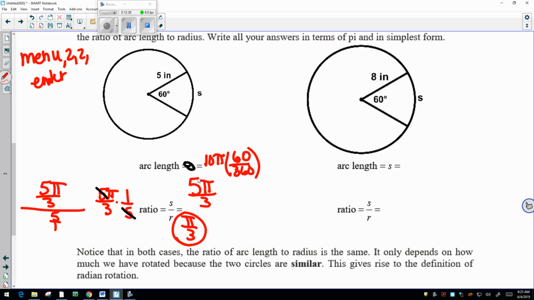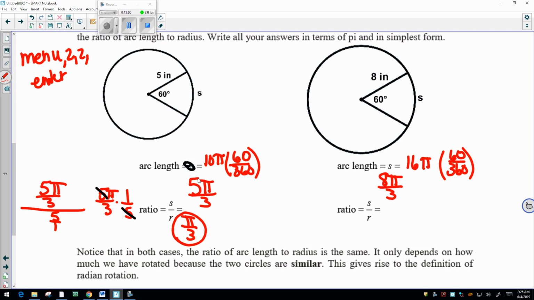Okay. We're going to do the same thing over here for the other circle. So our arc length, so we need our circumference. So pi times diameter, or 16 pi. And then again, times the number of degrees over 360. Okay, so again, simplest radical form, I plug this all into my calculator except for pi. Menu 2 will reduce your fraction. And when you're done reducing, you get 8 over 3, and keep in mind you want to attach that pi to the numerator.